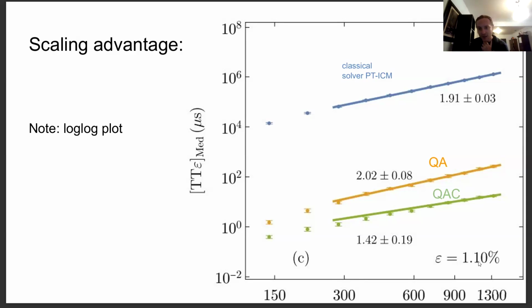For epsilon, that's about 1% relative error. The best known classical solver has a slope of 1.9. Quantum annealing without correction on D-Wave has a slope of 2, and quantum annealing with correction has a slope of 1.4. Note that this is a log-log plot, so we don't get problems where the time scales exponentially with the system size. These problems are relatively easy, even though the prefactors are pretty big, so the classical solvers will struggle at large sizes. But still, it is an actual scaling advantage of D-Wave with respect to the best classical solver. I think it is the first of its kind.